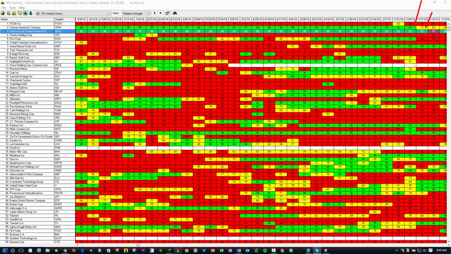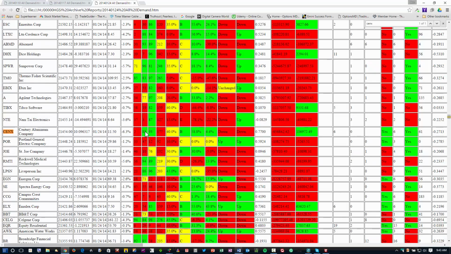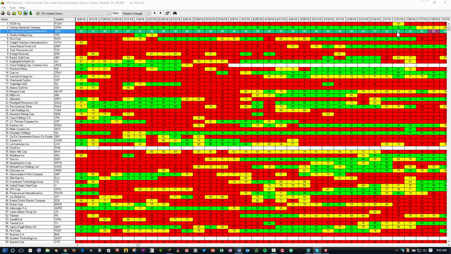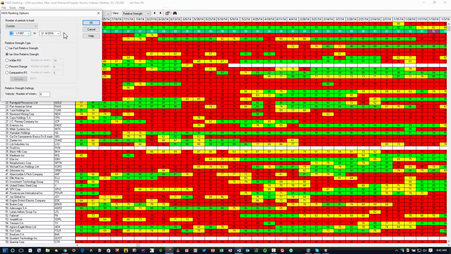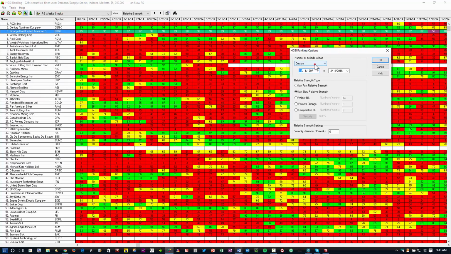Now I'm going to bring that HTML up again. And here it is. You can see it's an 82 based upon these calculations, but the point is it's green, and this is a 92. But this will give you a very good visual feel for stocks going back in time. And here's the way I set this up. I'm using a custom period, and I loaded at 1/1/97 through 3/4/2016, which is last Friday's close, using IanSlow.